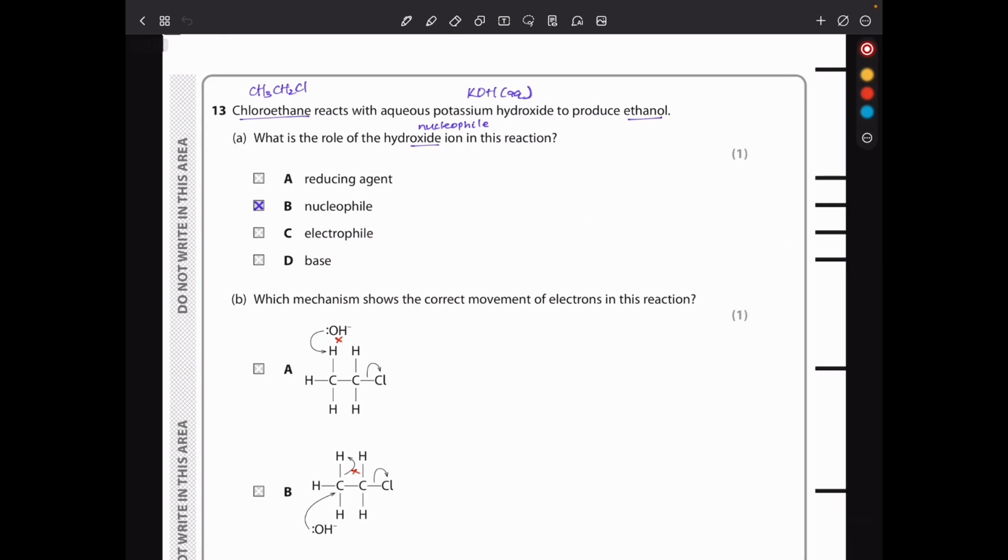In question 13, they say chloroethane reacts with aqueous potassium hydroxide to produce ethanol. What is the role of the hydroxide ion in this reaction? In this reaction, because we are producing ethanol, it's a substitution reaction where OH comes in as a nucleophile in the nucleophilic substitution reaction, so the answer is B.